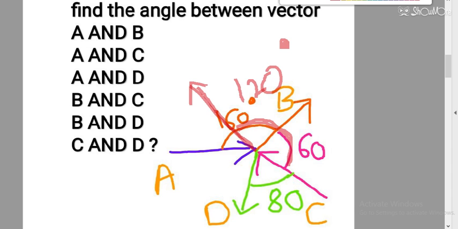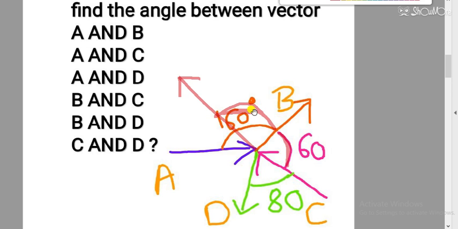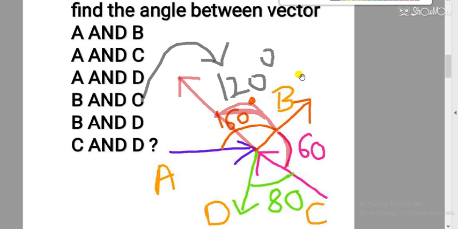Okay, so clear students, if I shift C here, then this straight line will be making an angle of 180. This 60 was given, that means the angle between B and C is 120. I hope it is clear. So the angle between B and C is 120 degrees.